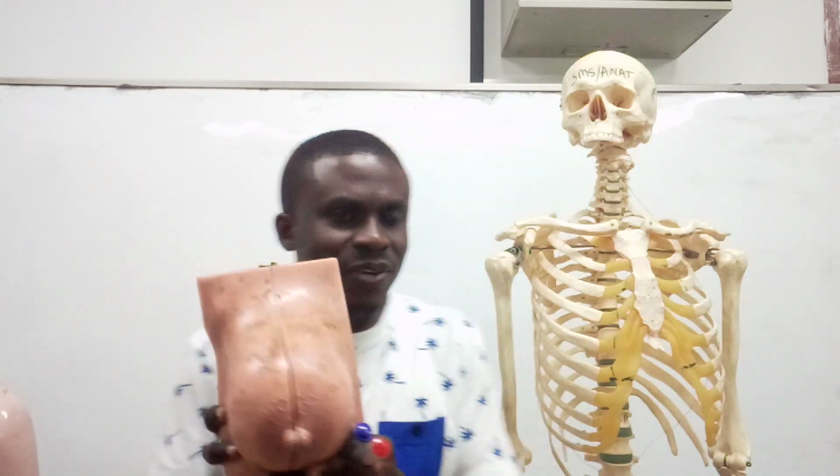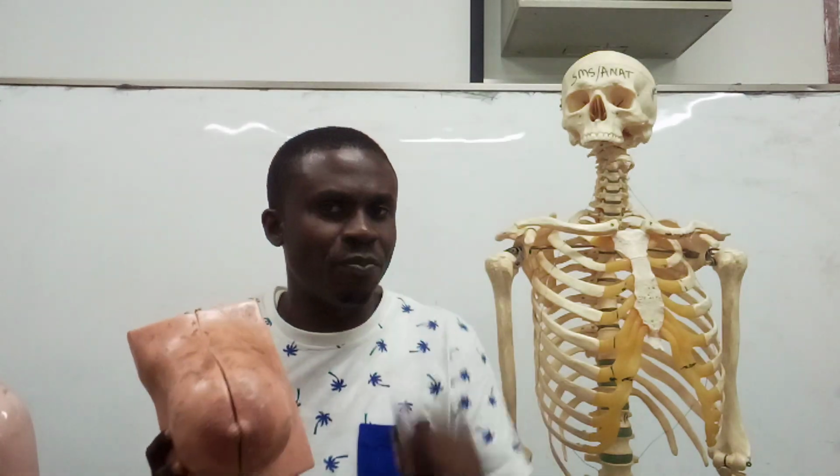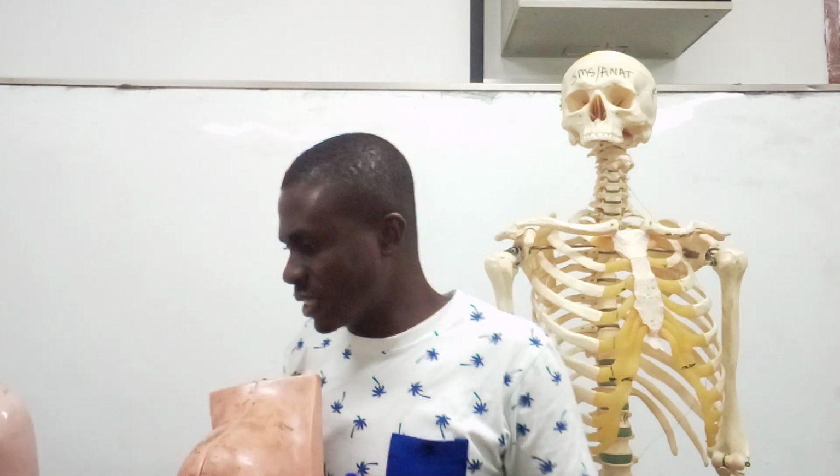Now, let me give an example. If this is someone's breast, this is just one of them. If I have the breast and the heart, and I ask you to describe which one is going to be superficial and which one is going to be deep, I'm pretty sure you know that the breast, being in the superficial fascia, is going to be superficial. The heart is further away from the skin, therefore it's going to be deep. So these are the things that I want you to be aware of. Very good.